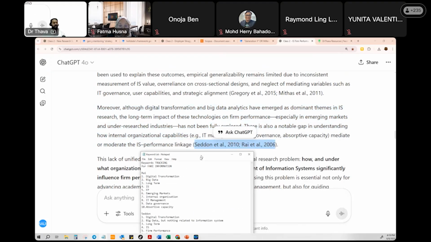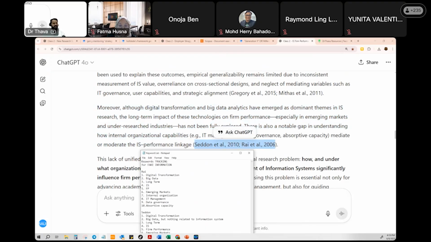I pick up the keywords. For example, digital transformation, big data analytics, long term. These are all important keywords. Information system, firm performance, emerging markets, you can find it here. IT management is here behind this. Data governance, absorptive capacity, internal organization. These are all keywords I picked up.